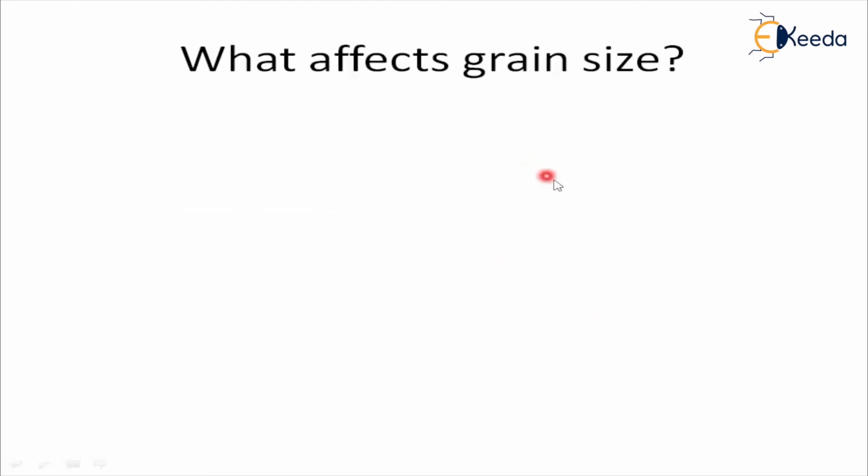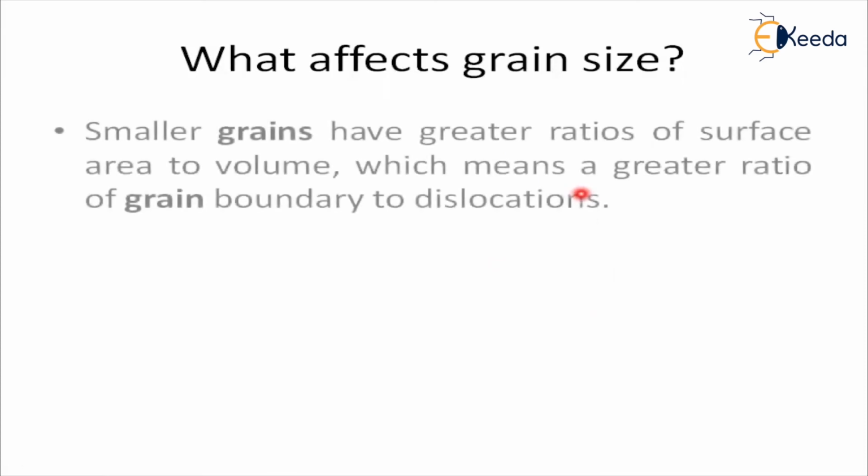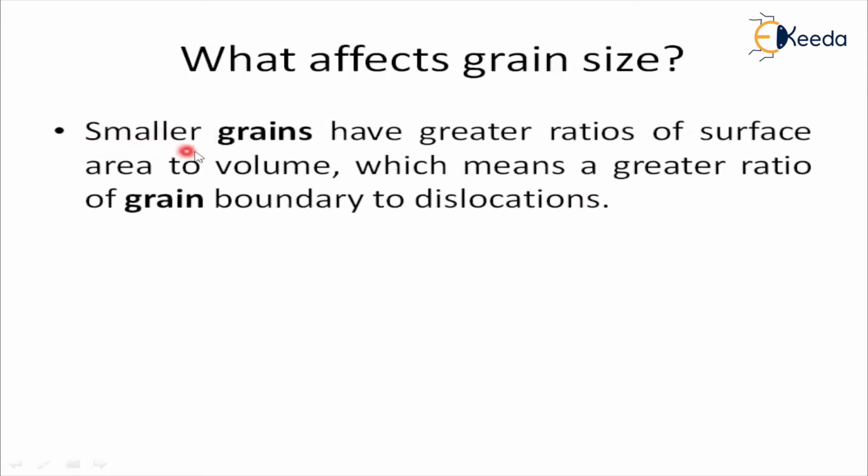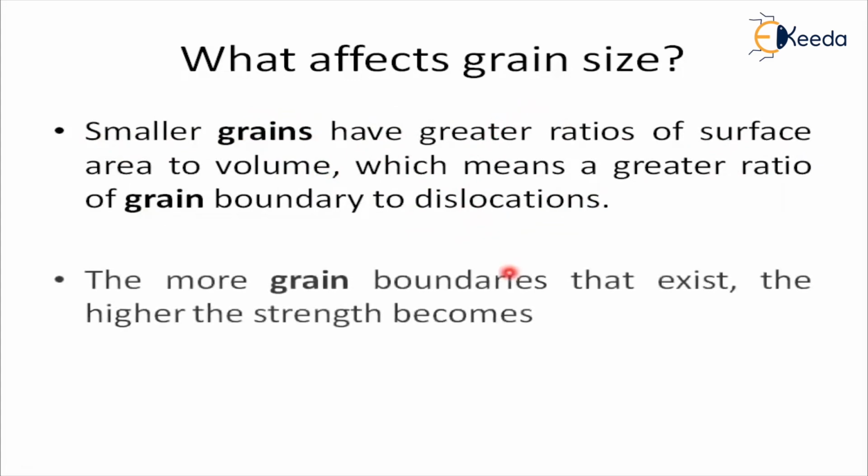What affects the grain size? Is grain size important or not? Yes, grain size is very important, as it affects the material properties. Smaller grain sizes have greater ratios of surface area to volume, which means a greater ratio of grain boundary to dislocation. Here, dislocation movement is very important in changing the material properties. So that's why we are concentrating on grain size here. Smaller grains have a greater ratio of surface area to volume, so grain size plays a vital role in changing the material properties.